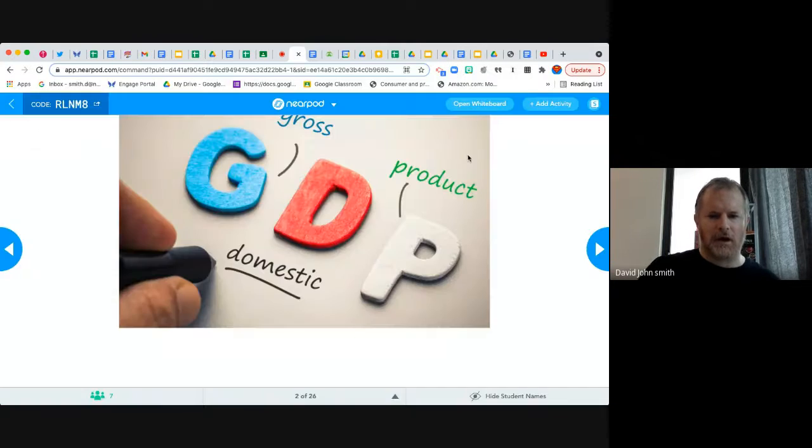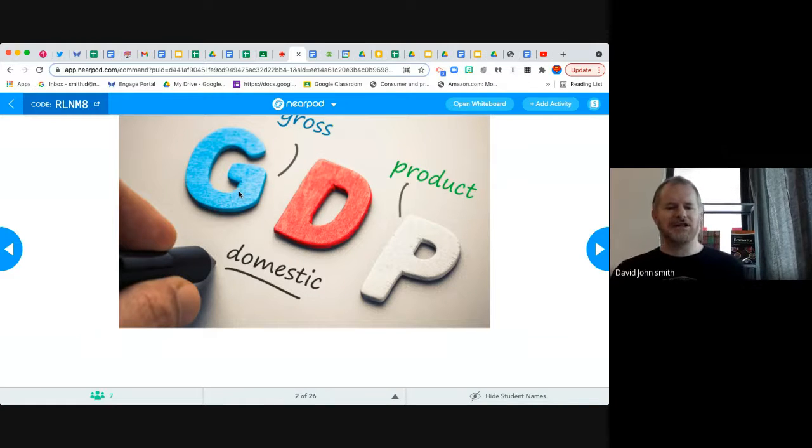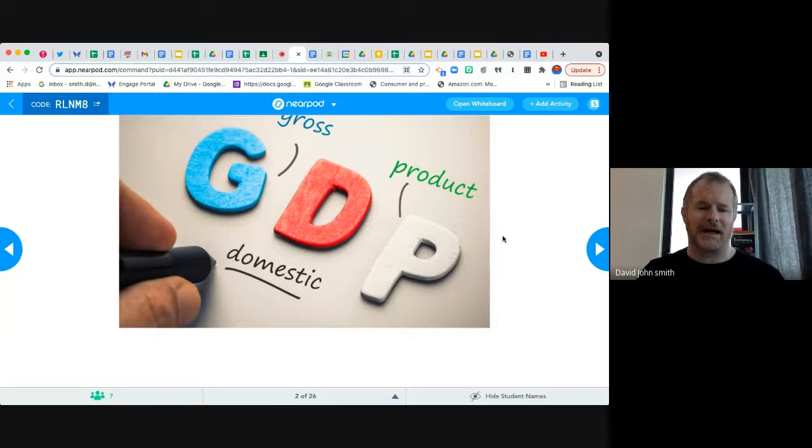Fantastic. Now we're going to be talking about this topic to start with. This is the idea of GDP. As said, we're hinting at the idea that this is what we're going to be discussing, where economic growth is going to be one of our targets for the entire macroeconomy. Now, GDP, as it's written here, stands for gross domestic product.